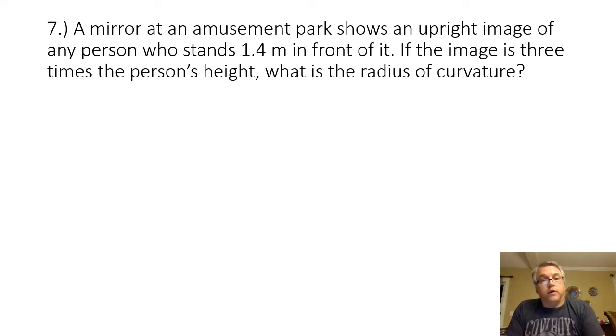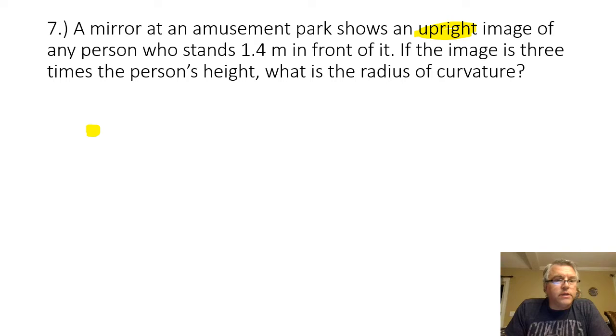And by the way, we know that the magnification is positive 3 because it is an upright image. So because the image is upright, I know the magnification is positive. I don't give you a lot of information in this problem, but what else can we find? We can't find the radius of curvature directly, so we need to find some intermediate value that will lead us to the radius of curvature.